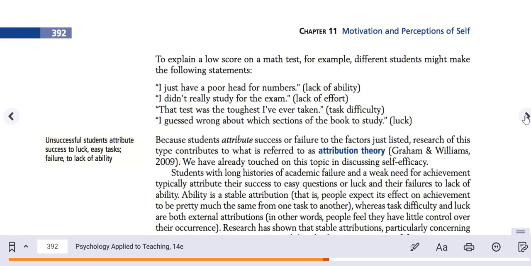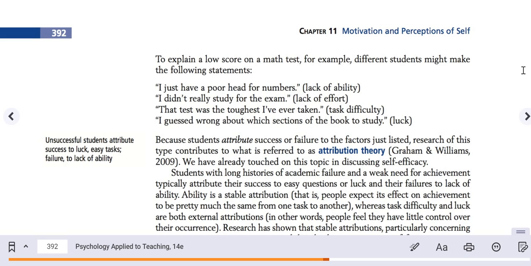I just have a poor head for numbers, lack of ability. I didn't really study for the exam, lack of effort. That test was the toughest I've ever taken, task difficulty. I guessed wrong about which sections of the book to study, luck. Because students attribute success or failure to the factors just listed, research of this type contributes to what is referred to as attribution theory. We have discussed this topic in self-efficacy sections.